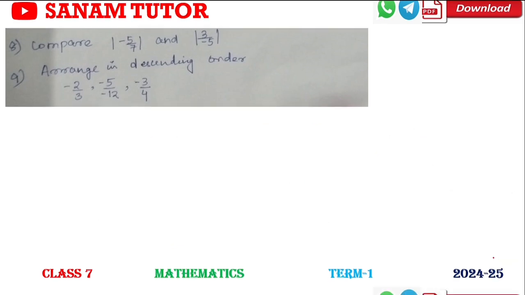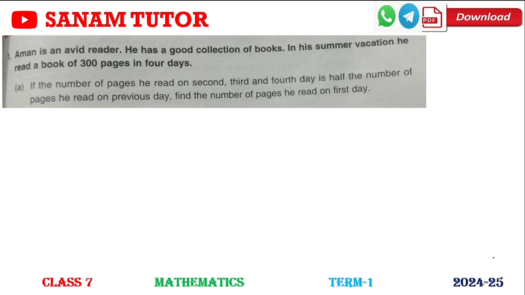Next question. Okay, this is an important question, a value based question. Aman is an avid reader. He has a good collection of books. In his summer vacation, he read a book of 300 pages, which means he read the total book of 300 pages in 4 days. But the condition is, the number of pages he read on the second, third and fourth day is half of the pages he read on the previous day.